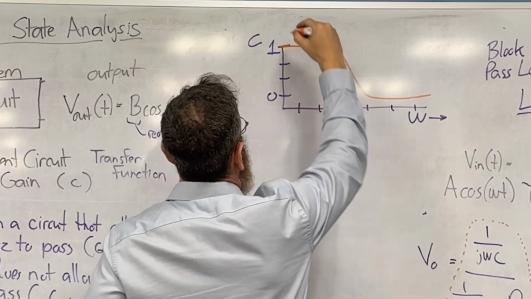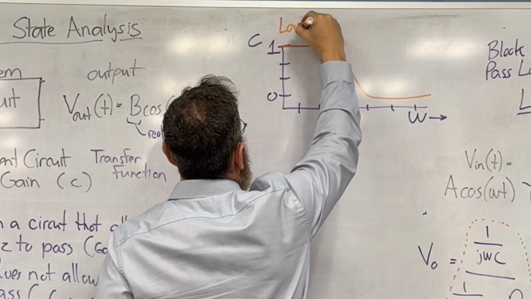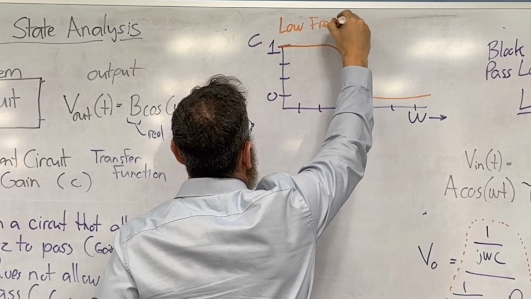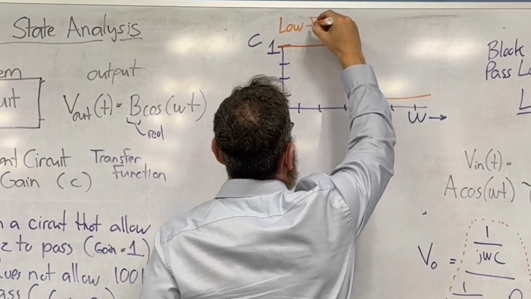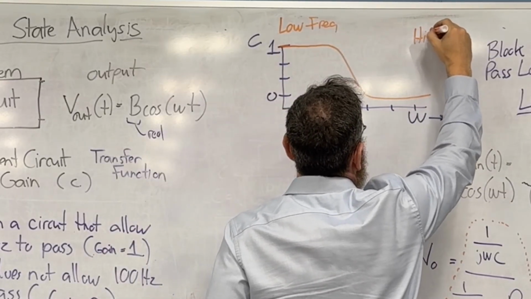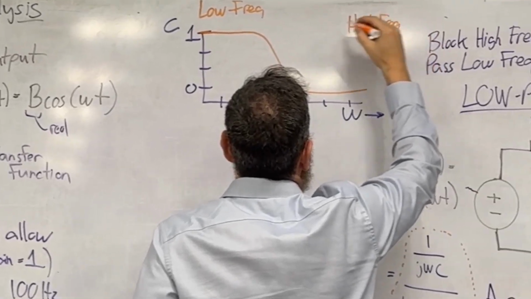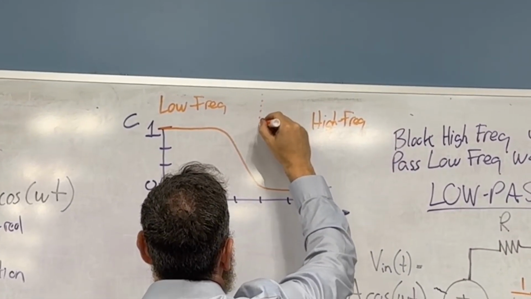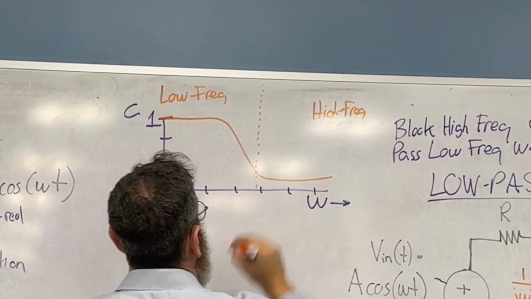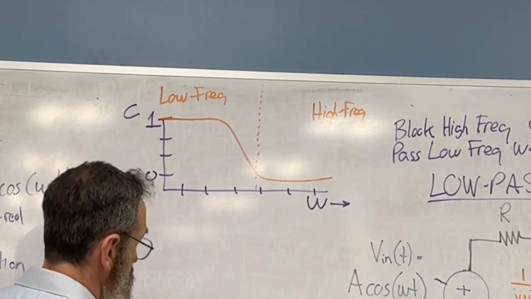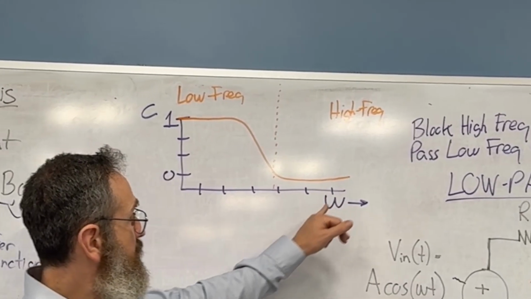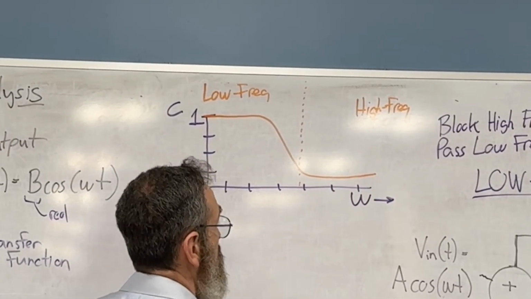Where here I have low frequencies, and here I have high frequencies. All right, this would be my range. And so if a very high frequency arrives, this doesn't go up, it just stays down.